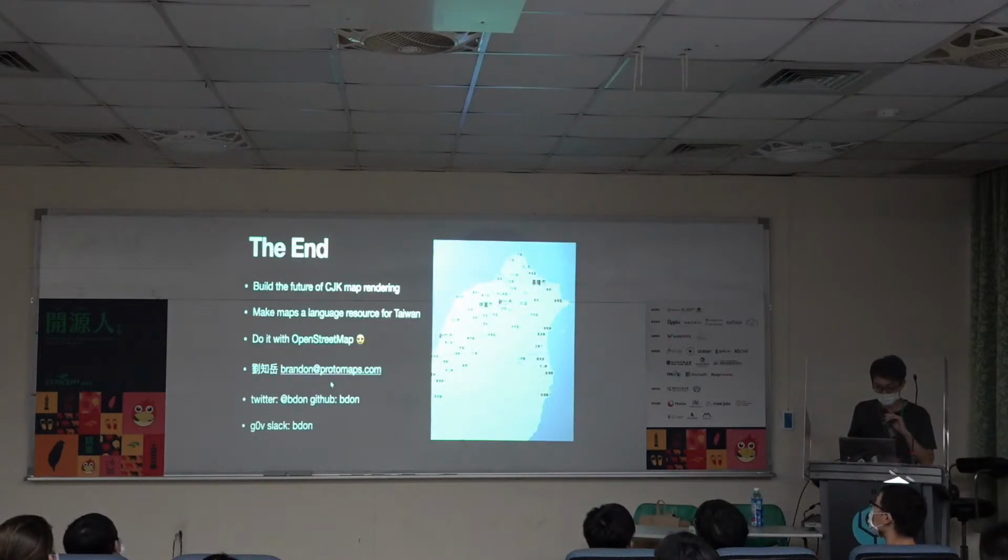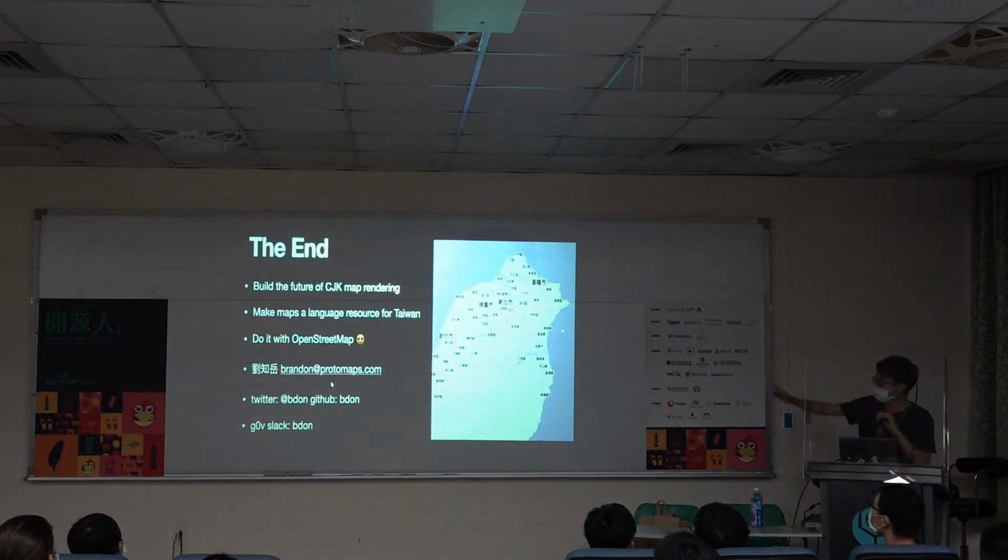And to conclude, what we're going to do is build the feature of CJK map rendering, make maps a language tool, a learning resource in Taiwan, and do that all with OpenStreetMap.